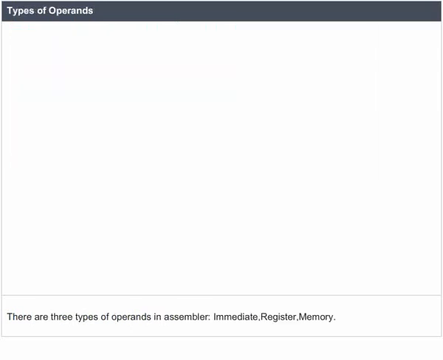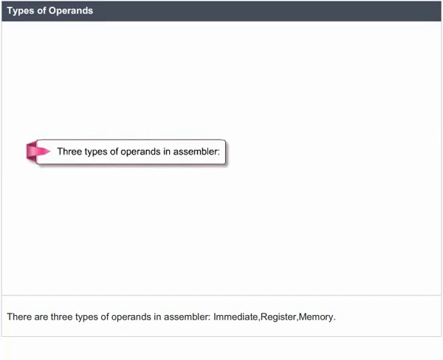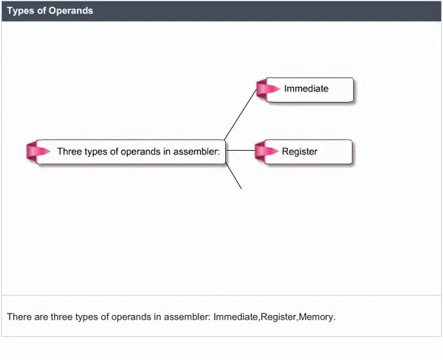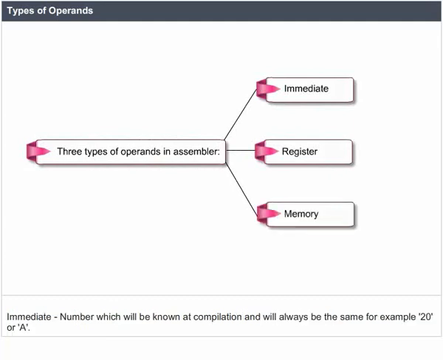Types of operands. There are three types of operands in assembler: immediate, register, memory. Immediate, a number which will be known at compilation and will always be the same, for example 20 or A. Register operand, any general purpose or index register, for example AX or SI. Memory operand, a variable which is stored in memory.